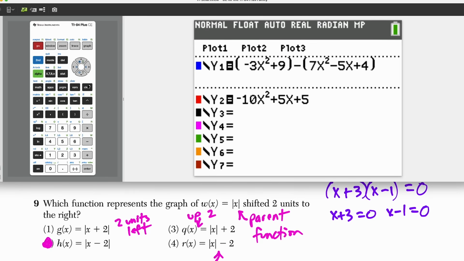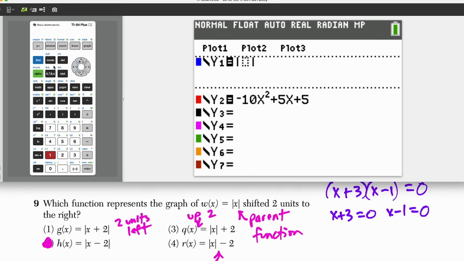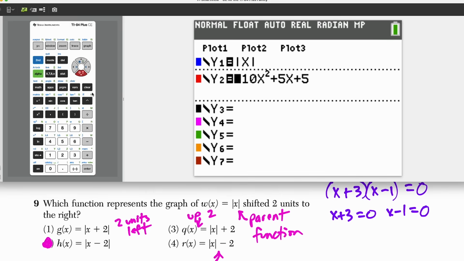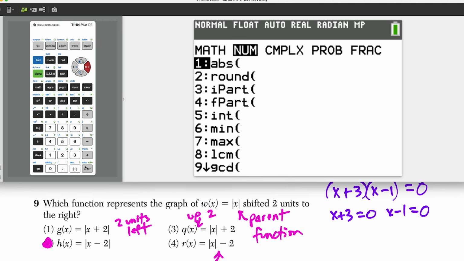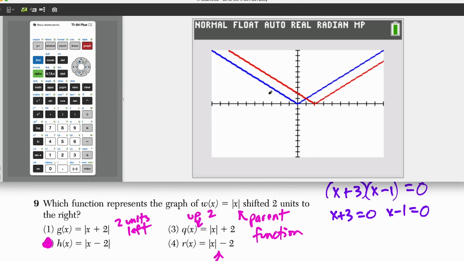So we could just go to the y equals, and we start with the parent function here, absolute value x. To get absolute value x, we press math, go to the right to number. Absolute value is number 1, and we put our x in there. And then we just go through the answer choices one by one. By the time we get to choice 2, we have math, number, absolute value, and we write in our x minus 2. When we press graph, you can see the parent function is absolute value x, where the vertex, the turning point, is at 0, 0, and the turning point moves 2 units to the right. Okay, so choice 2 is definitely correct.